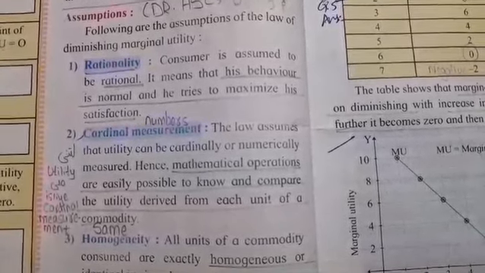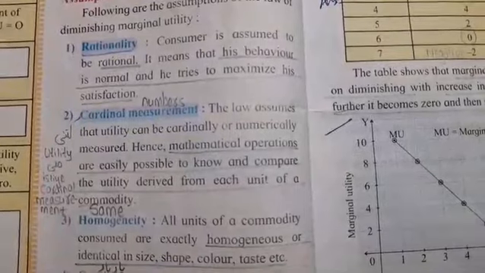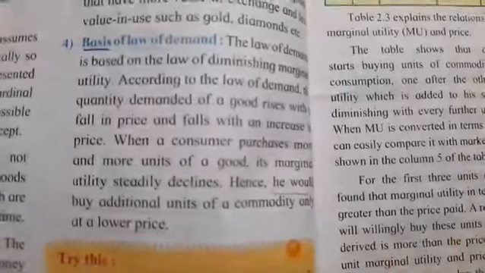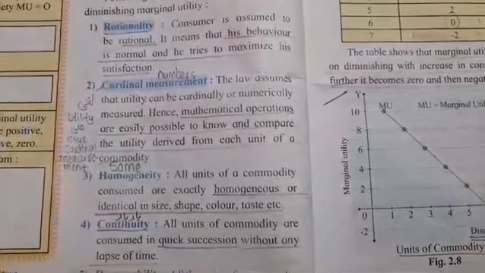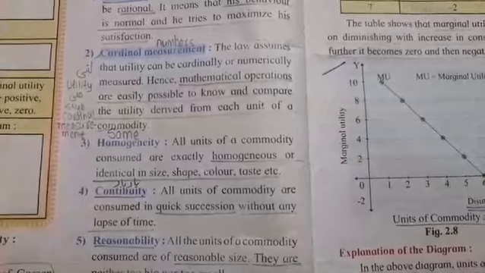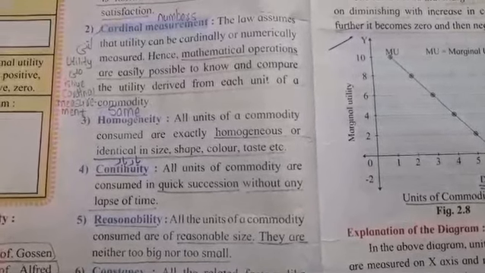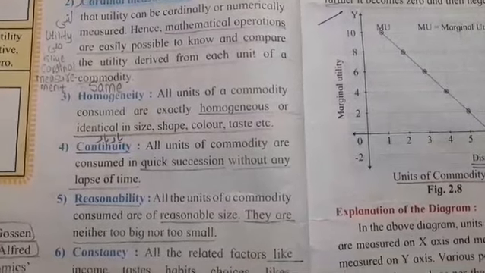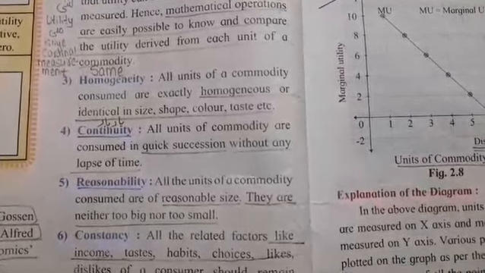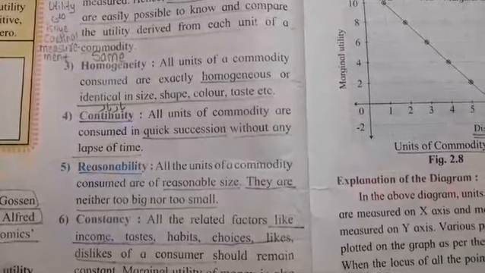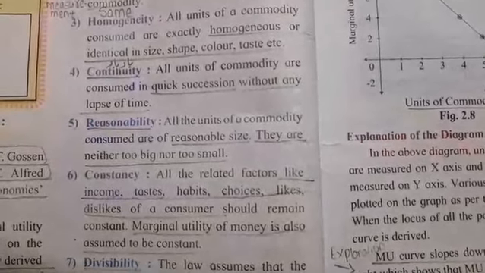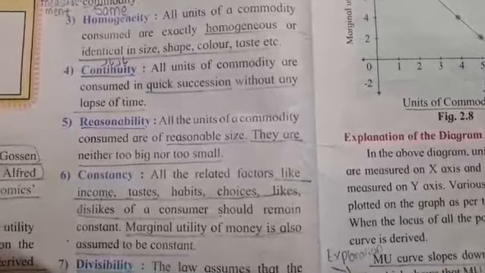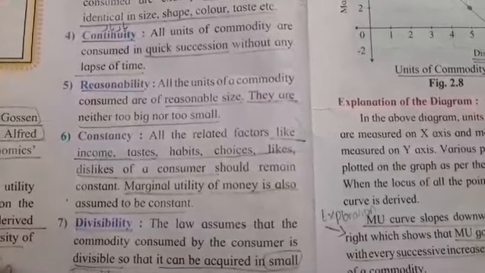Assumptions. Following are the assumptions of the law of diminishing marginal utility. First, rationality. Consumer is assumed to be rational. It means that his behavior is normal and he tries to maximize his satisfaction. Second, cardinal measurement. The law assumes that utility can be cardinally or numerically measured. Hence, mathematical operations are easily possible to know and compare the utility derived from each unit of a commodity. Third, homogeneity. All units of a commodity consumed are exactly homogeneous or identical in size, shape, color, taste, etc.